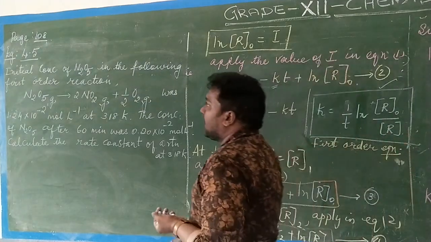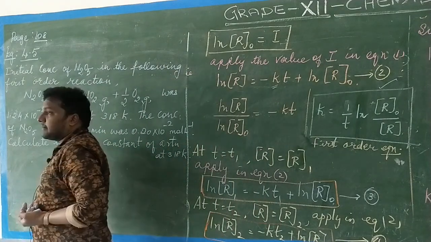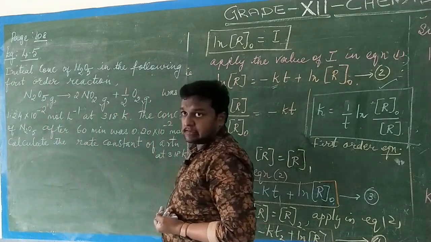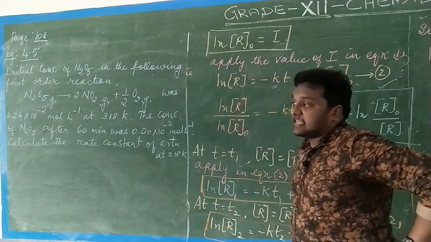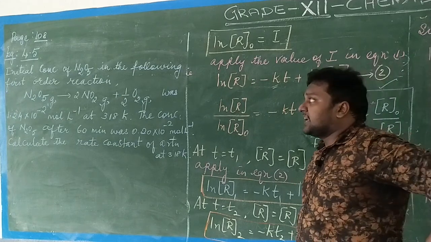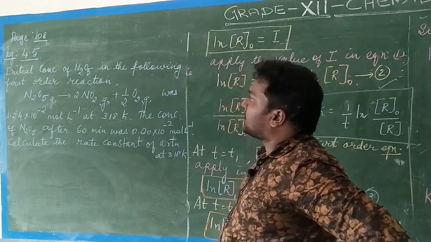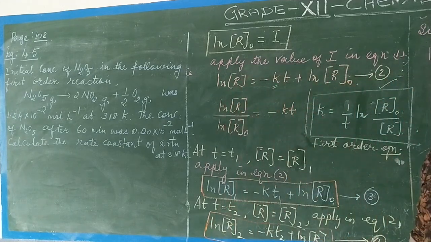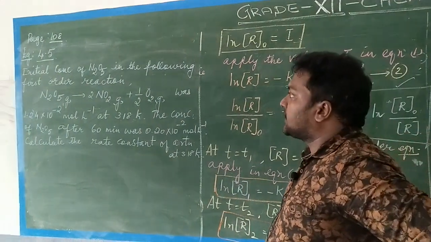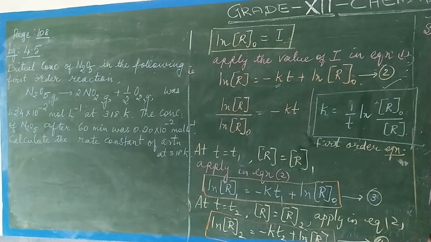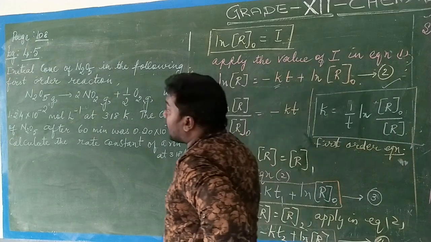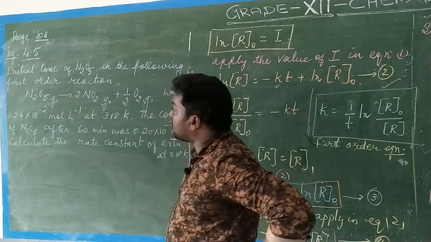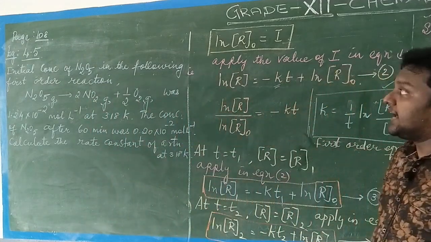Example 4.5, textbook sum, page number 108. Okay, I have written the question. Listen to the question. This has been asked in the examination also. The initial concentration of nitrogen pentoxide in the following first order reaction, so we already know from the question that it is first order kinetics. Nitrogen pentoxide decomposes to give 2 moles of nitrogen dioxide plus half mole of oxygen was 1.24 into 10 to the power of minus 2 mole per liter at 318 Kelvin.